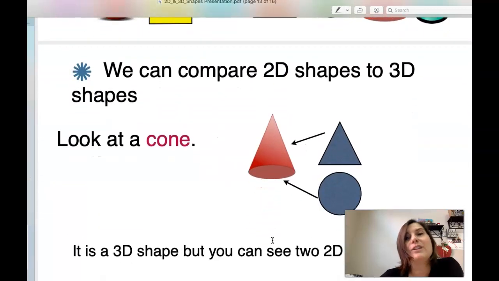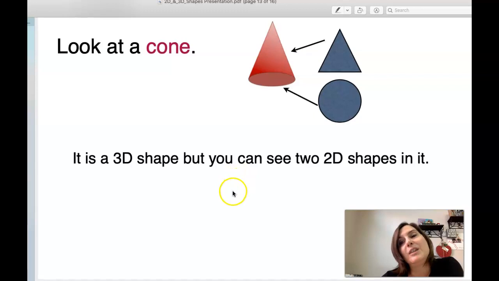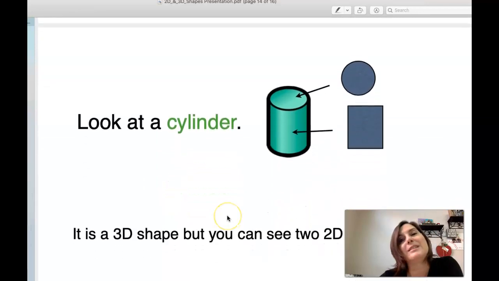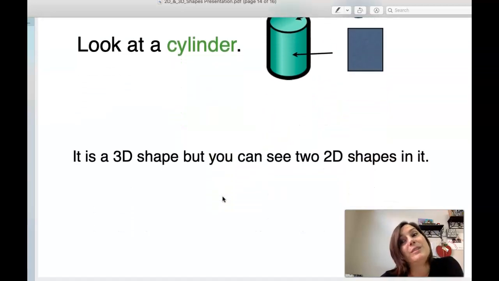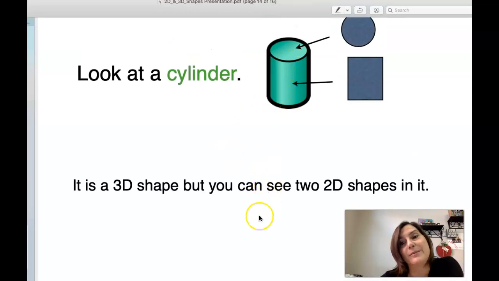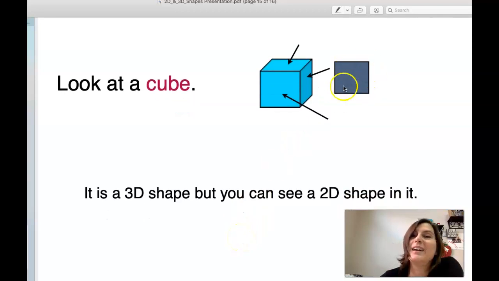And we can compare 2D shapes to 3D shapes. For example, look at this cone, how it looks like there's a circle, and that looks like a triangle when it's on paper. It's a 3D shape, but you can see the 2D shapes that make it. Same thing with this cylinder. You can see the 2D shapes that work together to make a cylinder. It's a 3D shape because it pops out. And the cube has sides that look like squares.